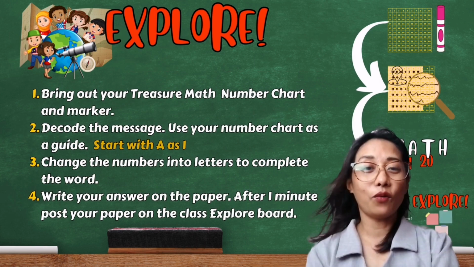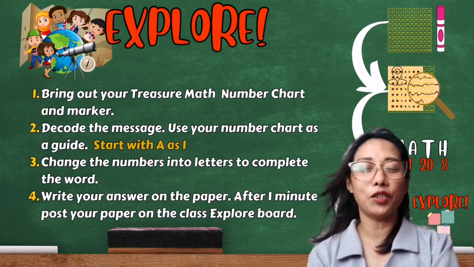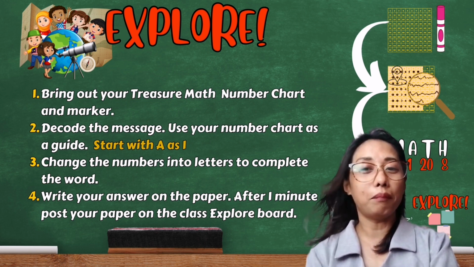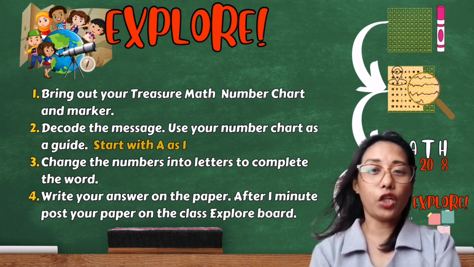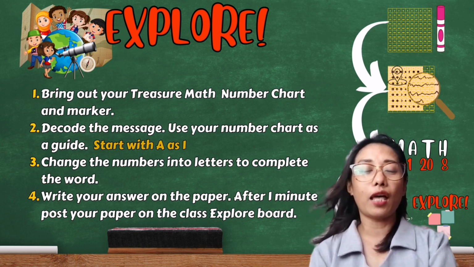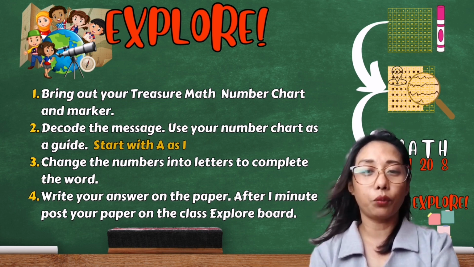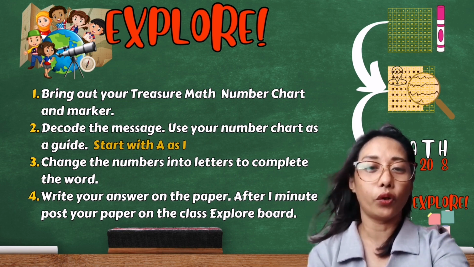Now, let's explore. Bring out your treasure map number chart and your marker. We will decode the message using your number chart as a guide. Start with letter A as the number 1. Change the numbers into letters to complete the word. Write your answer on the paper, and after 1 minute, you will post your paper on the Class Explore board.